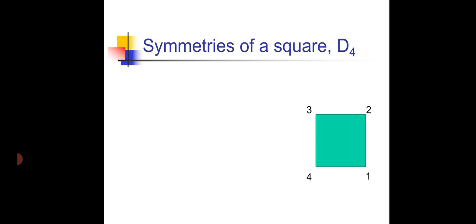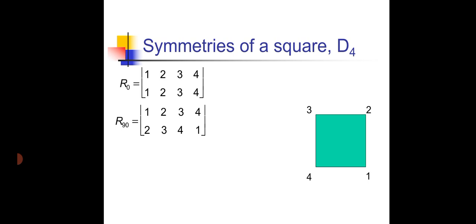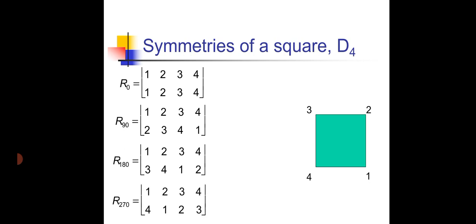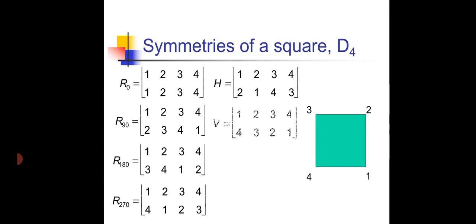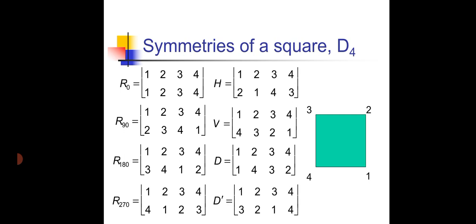How to find the dihedral permutations? R0 is the identity. R90 you rotate, starting from 2, 3, 4, 1. Next, R180 starts from 3, 4, 1, 2. Now R270 starts from 4, 1, 2, 3. Now horizontal reflection: 2, 1, 4, 3. Now vertical reflection: 4, 3, 2, 1. Next, diagonal reflection: 1, 4, 3, 2. Next, the cross diagonal: 3, 2, 1, 4. These are the elements of dihedral 4.